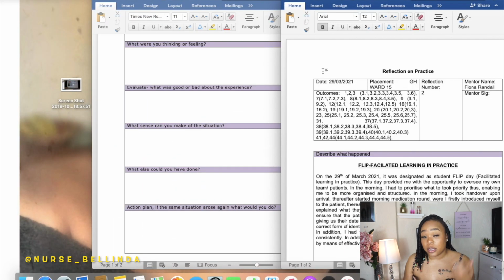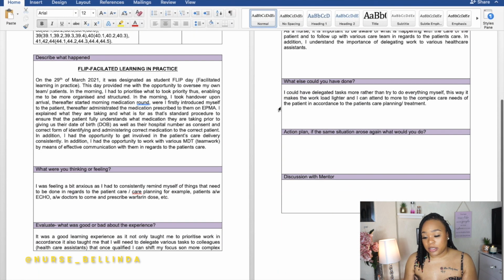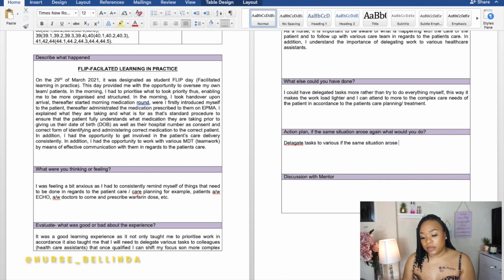So in regards to action plan, let me see if I can find it. In my other reflection, I think I did do an action plan. So basically, action plan, actually now I'm talking to you guys, action plan in this case for me would be to delegate tasks to various staff if the same situation arose again. So let me see where I am.